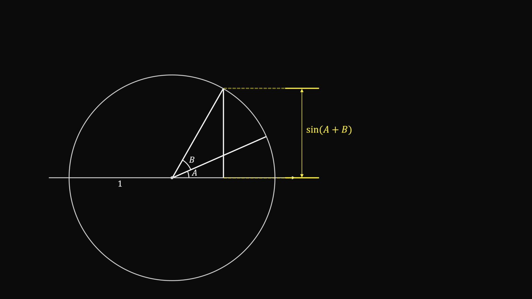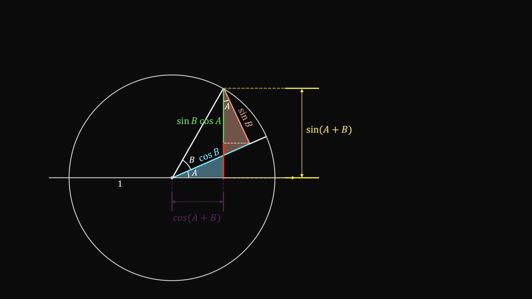Sine A plus B is the height here, and cosine A plus B is the length here. Once we can visualize these two ratios, it's easier to see how to break them down. If we draw a line perpendicular to this line, this side has a length of sine B. These two triangles are similar, hence this angle is also A. So if we project sine B to the green line, we know its length should be sine B times cosine A. Now we just need to know this part.